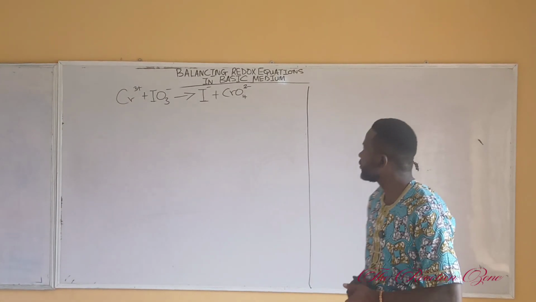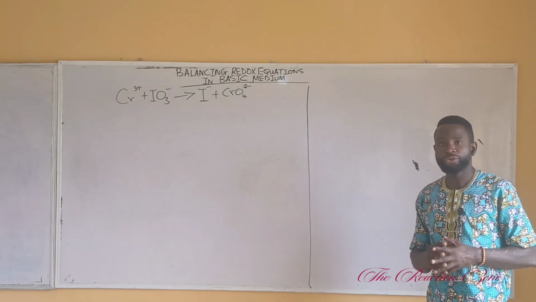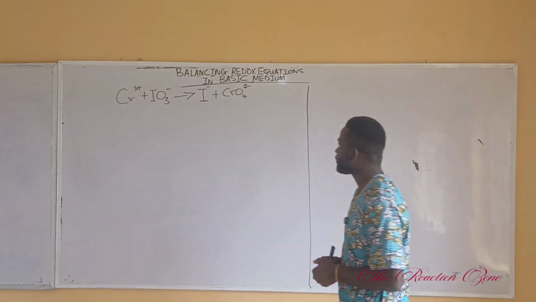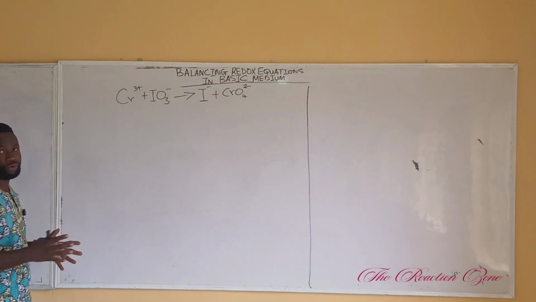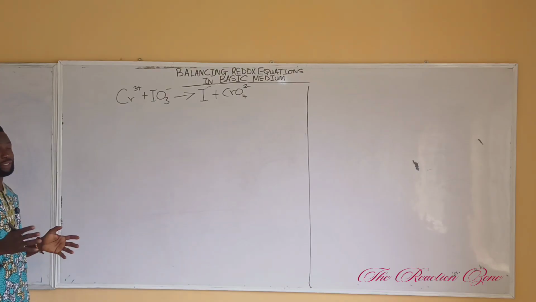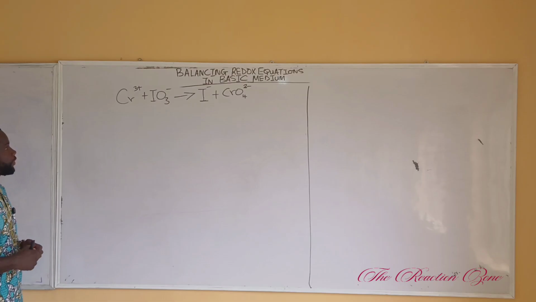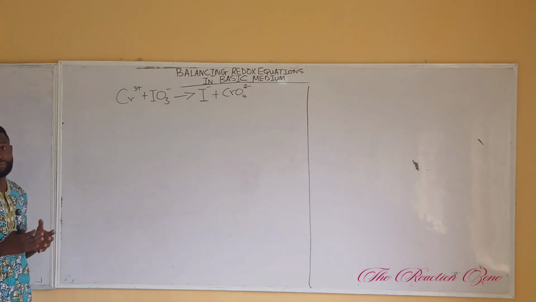In today's lesson, we're going to look at how to balance the redox equation below using the Ion-Electron method in basic medium. The Ion-Electron method for acidic medium and basic medium are almost the same. The difference lies in how oxygen and hydrogen are balanced.